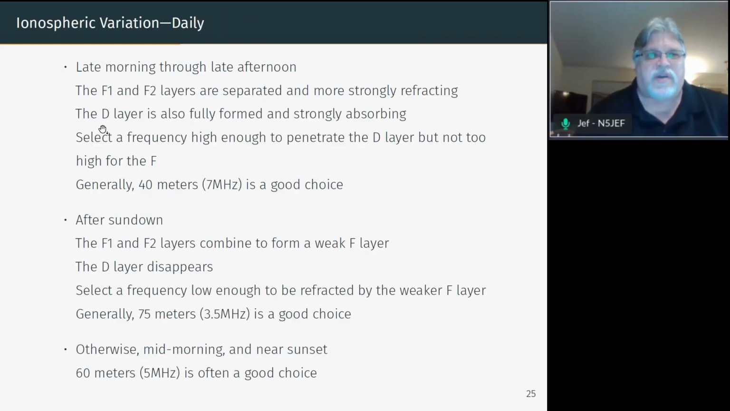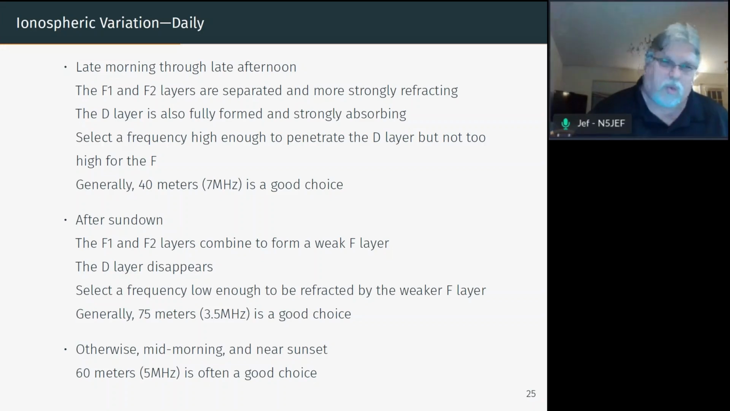So ionospheric variation happens daily. In the late morning through the late afternoon, the F1 and F2 layers are separated. The D layer is fully formed. And so you have to select a frequency that's high enough to penetrate the D layer, but not so high that it penetrates the F layer and goes into outer space. So generally in the afternoons, 40 meters, around 7 megahertz, is a good choice.